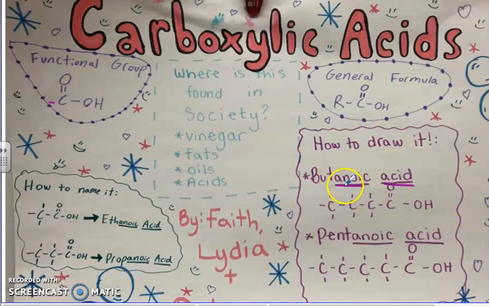Notice that the ends of these are -anoic acid. Okay, pentanoic acid. So you're going to have 5 carbons all together with this functional group right there. So 1, 2, 3, 4, 5. And so that right there is pentanoic acid. Over here, how do you name them? 1, 2. So it's going to be ethanoic acid. 1, 2, 3. Propanoic acid.